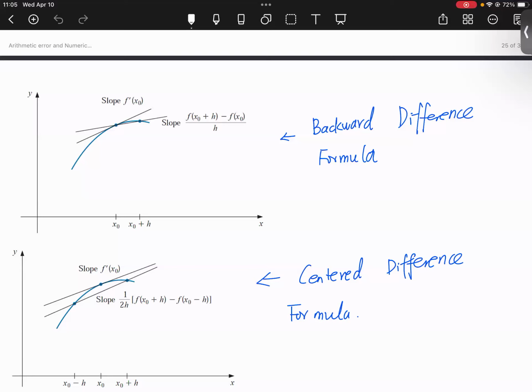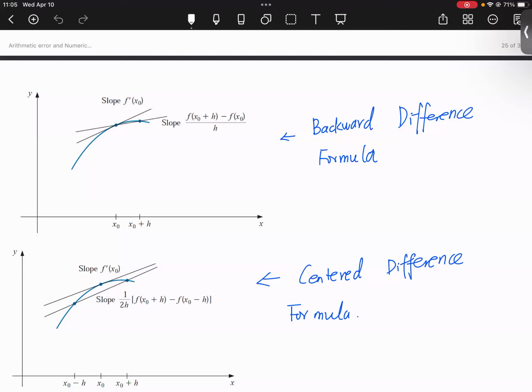Which one is a better approximation, do you think? The center one, right? It's more parallel to the slope of the tangent. And do we get some conclusions from the theoretical derivations here? We have already derived something about the center difference and the backward difference before. So let's see. I'm going to do some conclusions here.